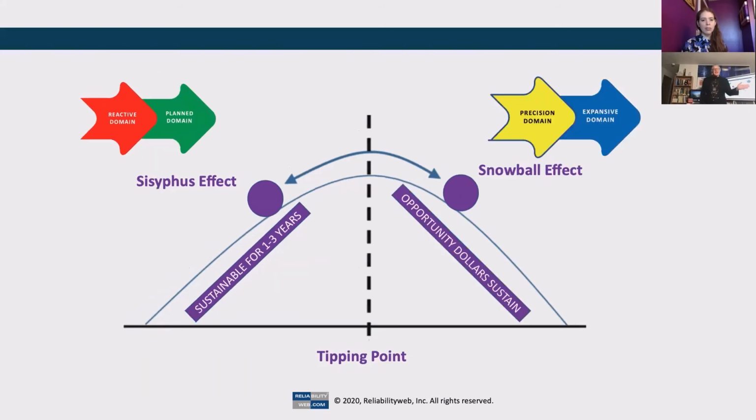The trick is getting it over the top of the mountain and having the snowball effect, have it build up for you. For that, you've got to jump over to the precision domain and then finally into the expansive domain. That comes from cross-functional approaches to reliability.